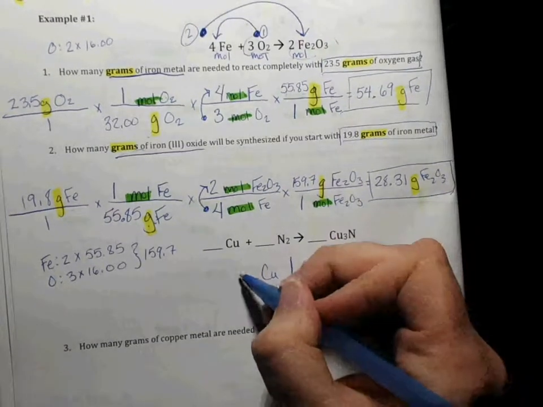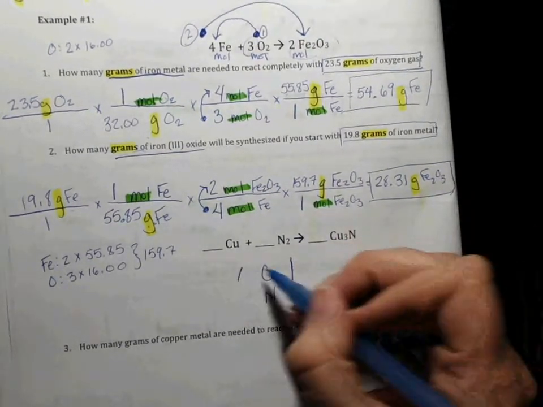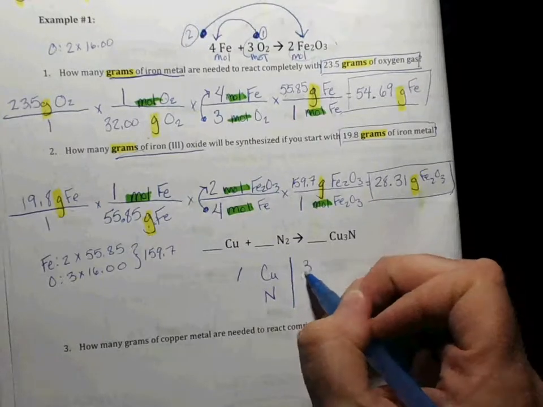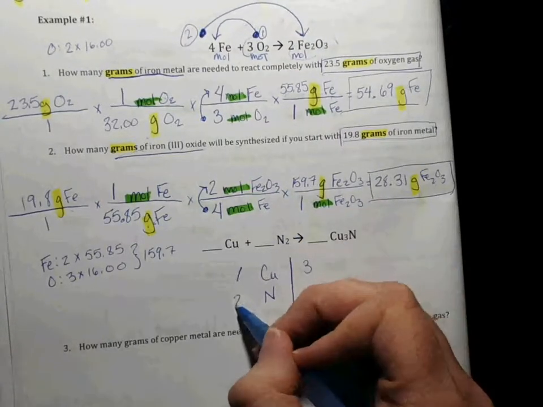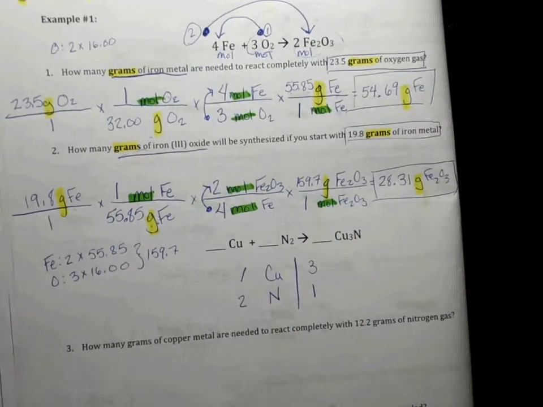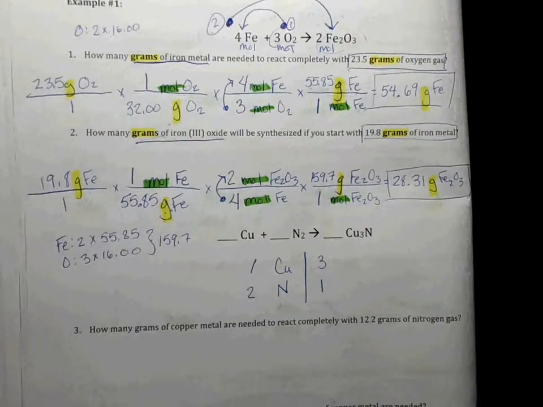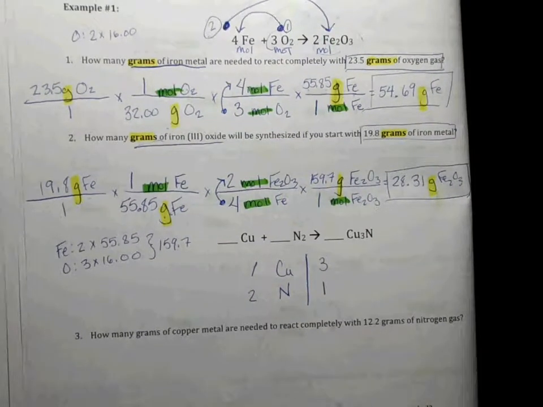I'll even give you a head start, reminding you that there's 1 copper on the left and 3 on the right, 2 nitrogens on the left and 1 on the right, and from there you're going to have to figure out how to fix it. Good luck.